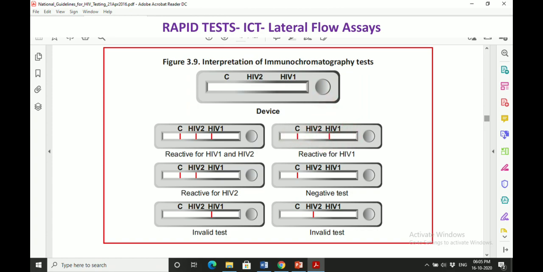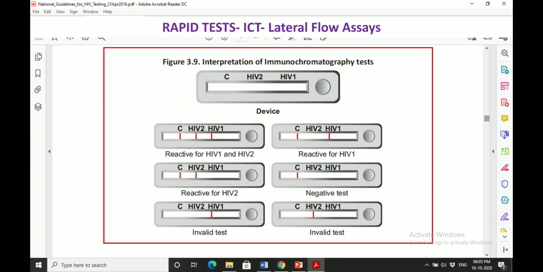You will get lines like this. And a procedural control is also incorporated into this strip. Okay, so this is also very, very important. Again, if you look at the interpretation, you have different areas marked. The control band area is marked as C. The place where the HIV-1 antigens are immobilized is marked as HIV-1, and for HIV-2 antigen, it is HIV-2.